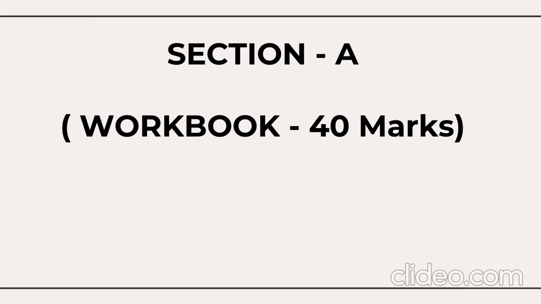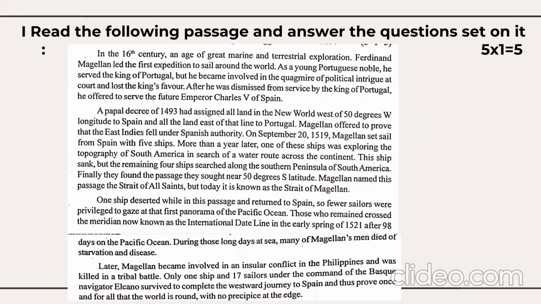As usual, we know very well the question paper is divided into two sections. Section A, workbook 40 marks, and section B, course book 20 marks. So the question paper starts with the comprehension passage. You need to read the following passage very carefully, and you need to answer 5 questions set on the passage.